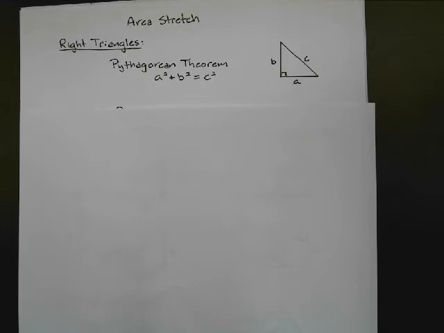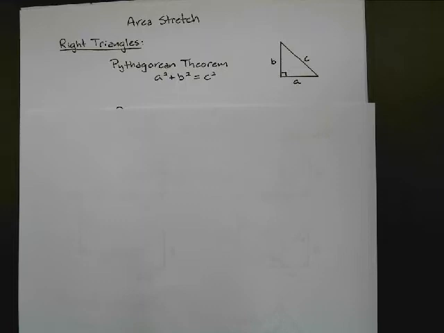Triangles are the most basic polygon that we have, and most shapes can be broken down into triangles. And so a lot of problems with solving area in MathCounts really break down to: can you make the shape into triangles and then solve it from there? So here we go with the right triangles.